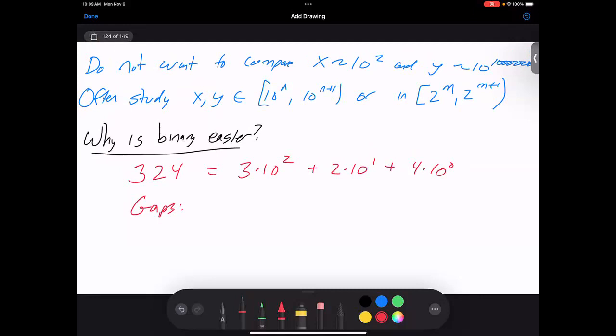If you think about it, can somebody tell me what are the gap lengths that we see in the number 324? Do we see a gap of length 5? Do we see a gap of length 2? What do we see?